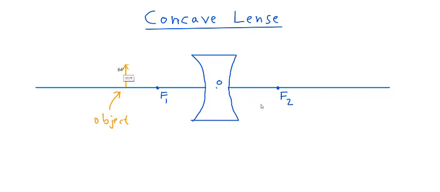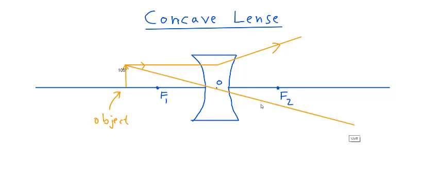Let's draw a light ray from the top that is parallel to the principal axis. We know that such light rays will be bent by the lens like this. And let's also draw one from the top again that goes through the optical center. And you know that such rays just go straight through like this without bending.